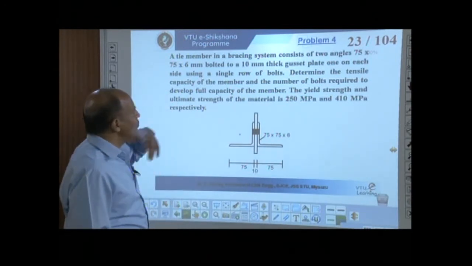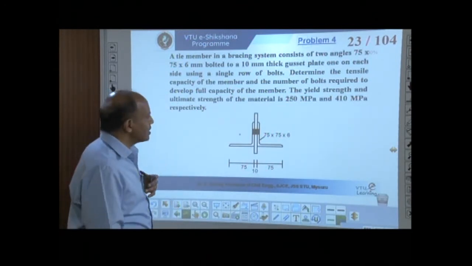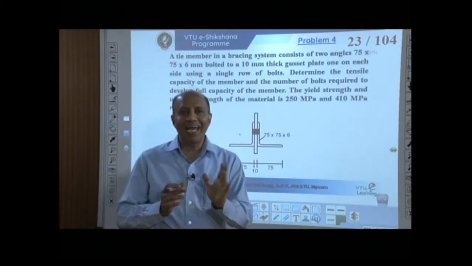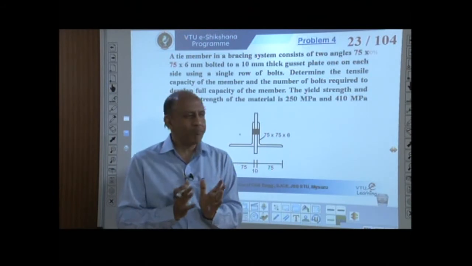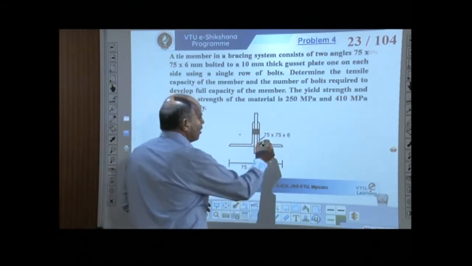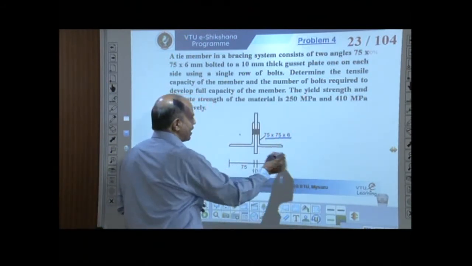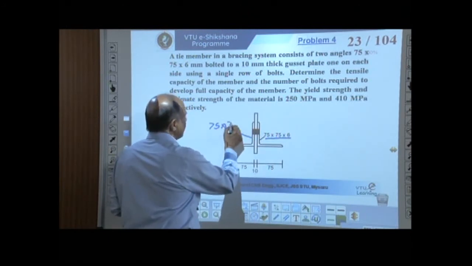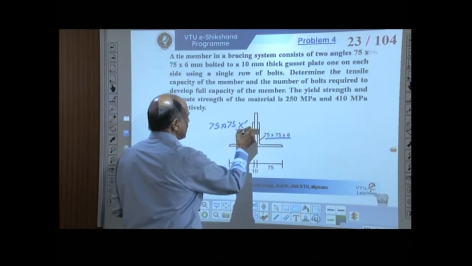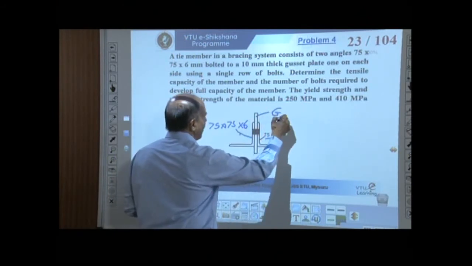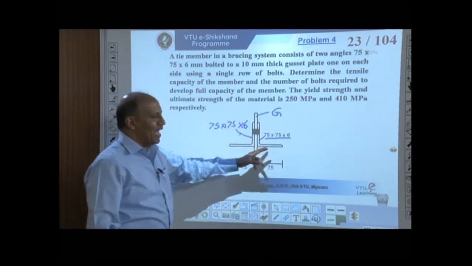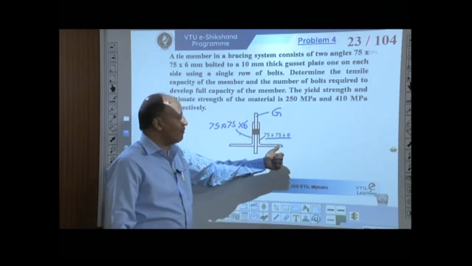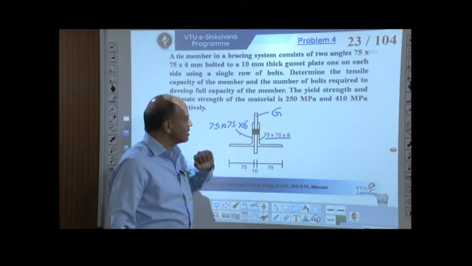In this case, there are two angles back to back. In the previous case, there was a single angle. Now, we are talking about two angles back to back. Look at this. We have got 75, 75, 6 on one side of the gusset, and on the other side, again, 75 by 6, correct? And that is the gusset plate that we have here. So, equal leg angle. Last time, we had taken unequal leg angle. Here, it is equal leg angle: 75, 75, 6.